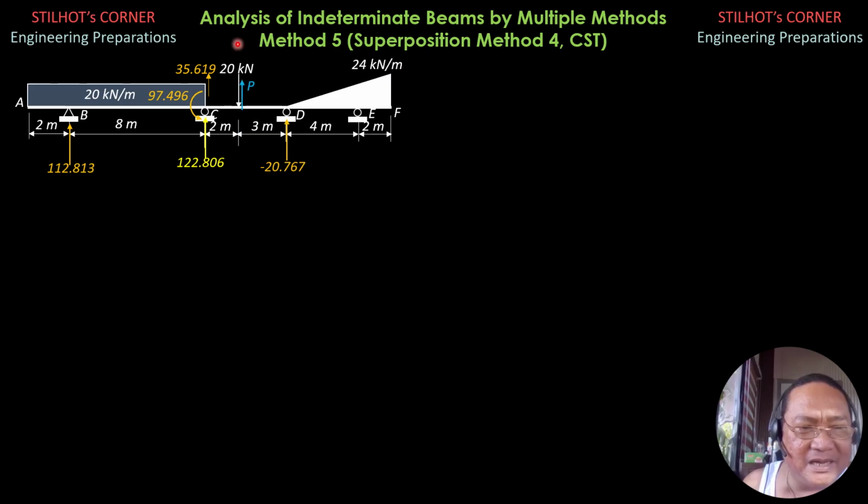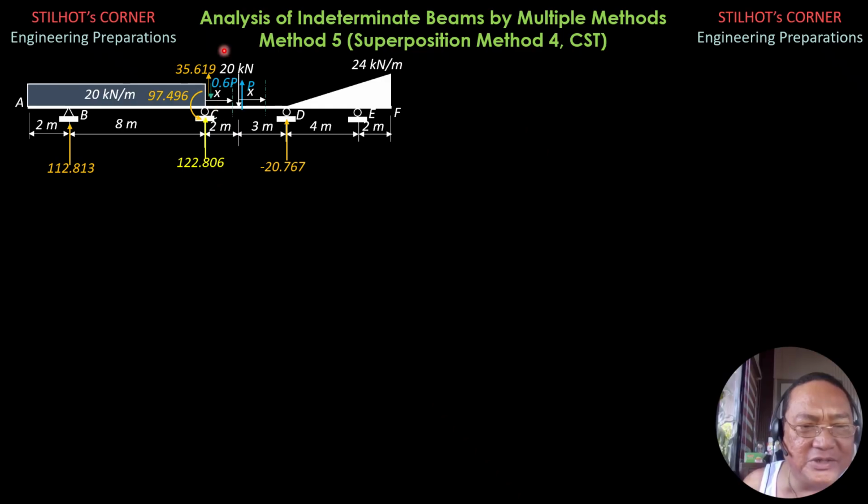Then let's have our sectioning. We apply P here. So let's focus on P alone. The effect of P would be going down here. Taking moment about C: reaction times 5 equals plus P times 3 equals 0. So we have going down 0.6P as shown. And this is our sectioning. So again, 0.6P due to P alone. So the upward force would be 35.619 minus 0.6P.